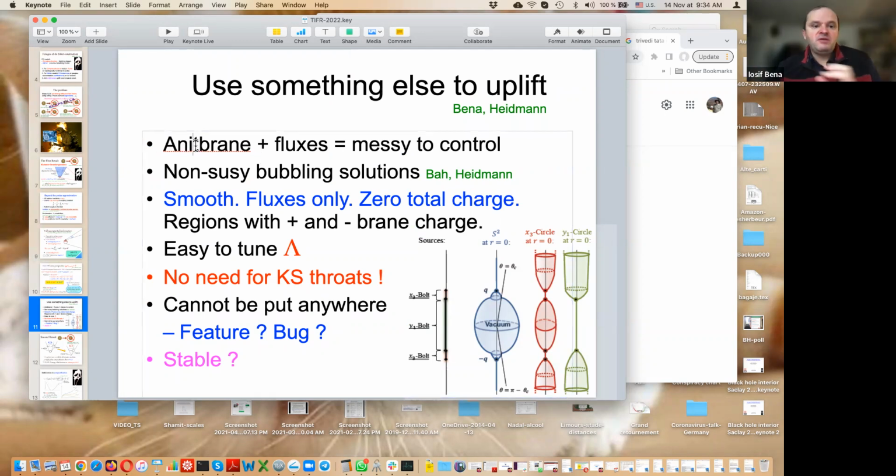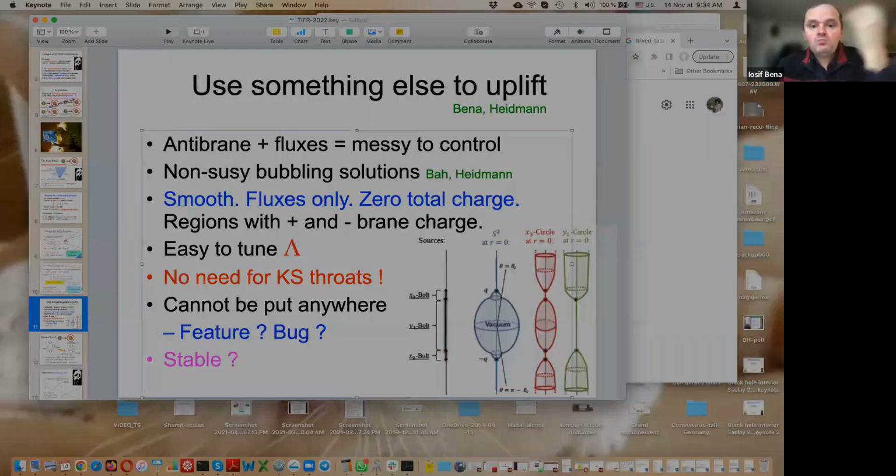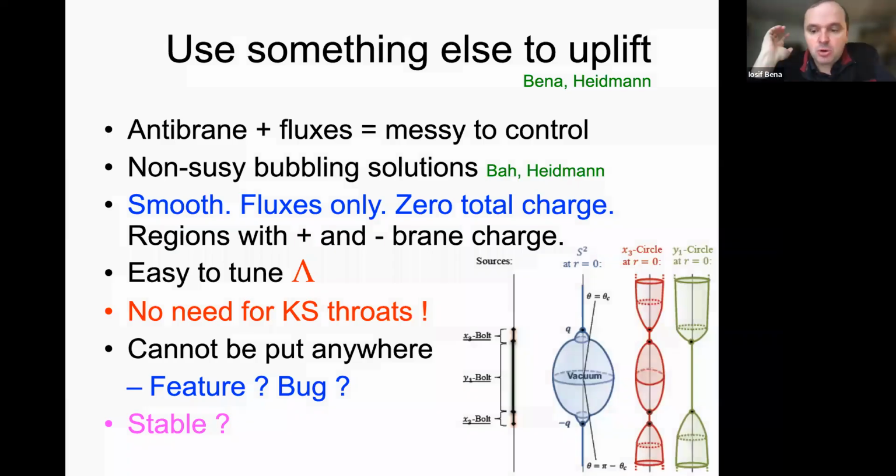So anyway, the point is, anti-D3 branes in this throat, there's this problem. You may believe that the problem is not there, but I think there's some problem. At least the standard lore, which has been around, is that anti-D branes are all going to be hunky-dory. They have this tachyon. The question is, maybe there's something else to use to uplift.